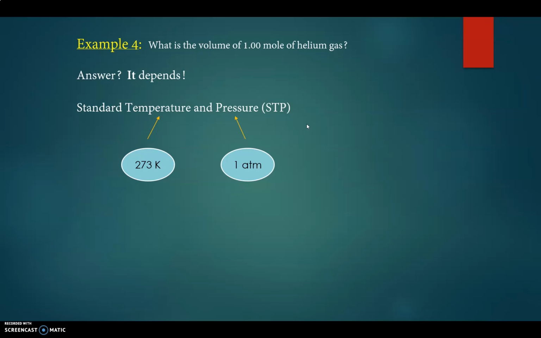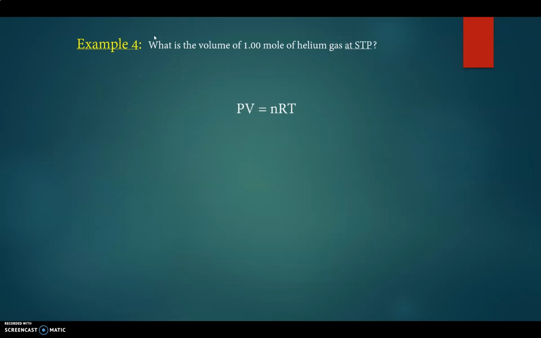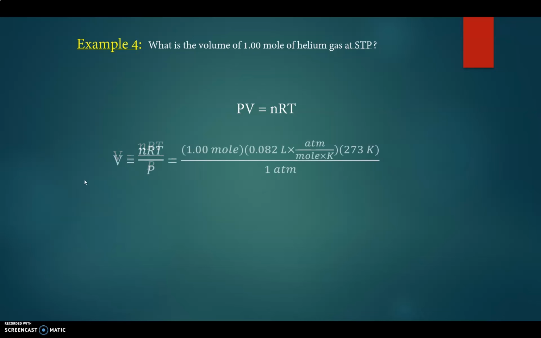So we could re-ask our question now and say, what is the volume of 1 mole of helium gas at STP? Okay, so now we know our pressure and temperature. So we can take our ideal gas law and rearrange it. In this case, we're trying to find volume, so I simply move the pressure over and down to give me this new equation. Then it's a matter of simply plugging in the values.